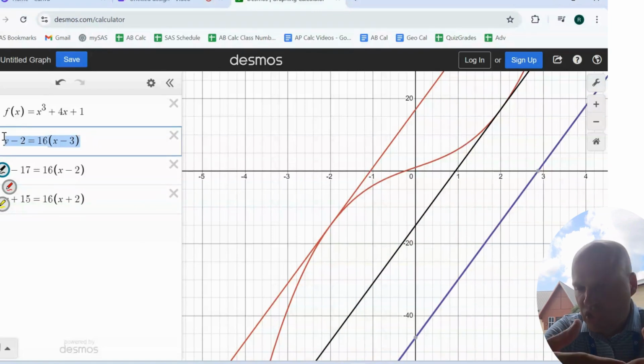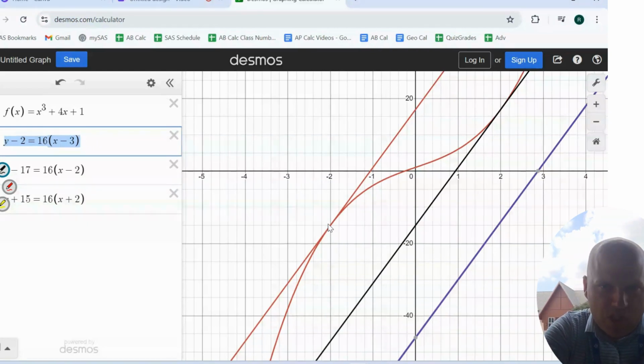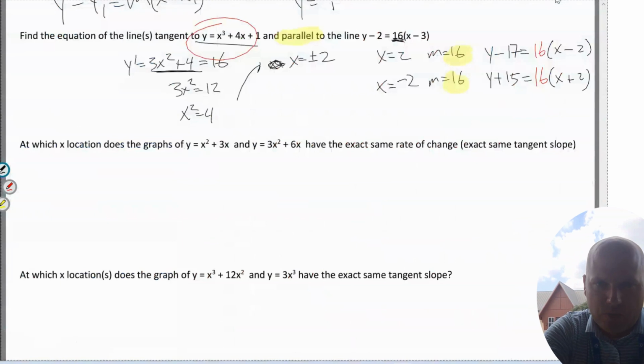This first line is just an irrelevant line, but it gives me a slope that I'm looking for. Then I have two tangent lines that have the slope of 16. That means my function is increasing 16 y's per x at those locations. Calculus is beautiful because it's fun to see what you've done.